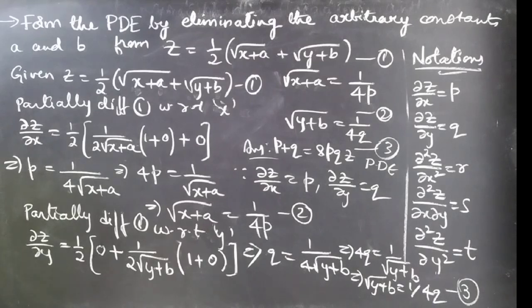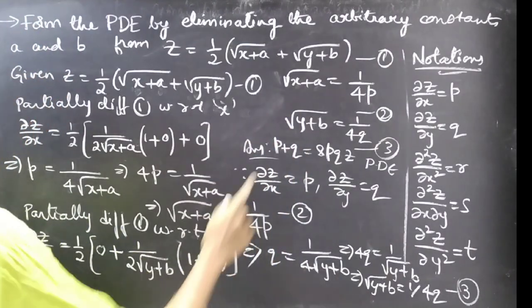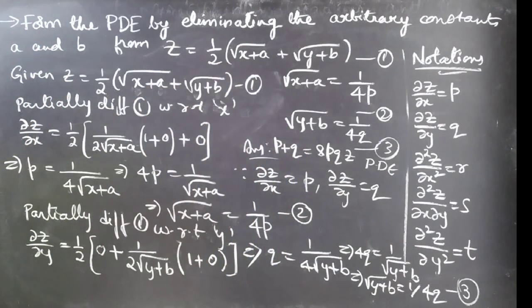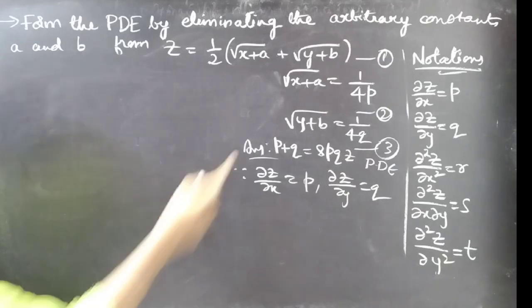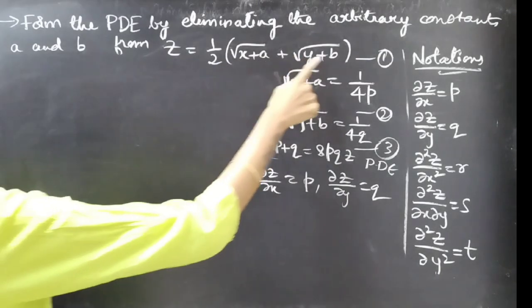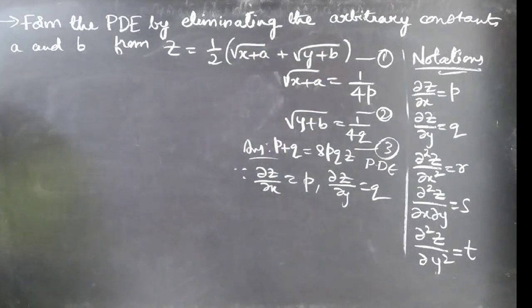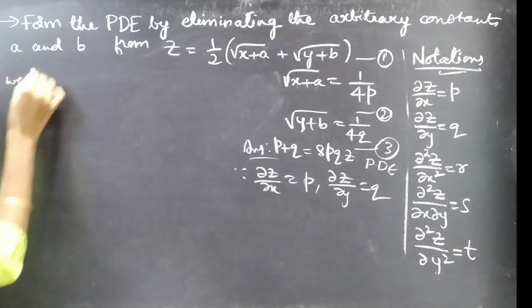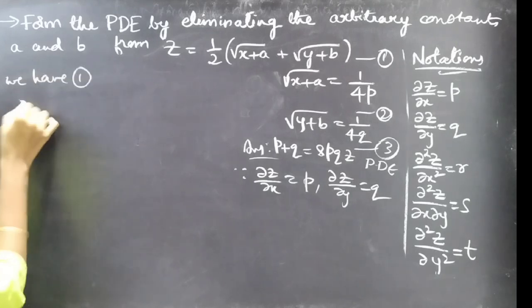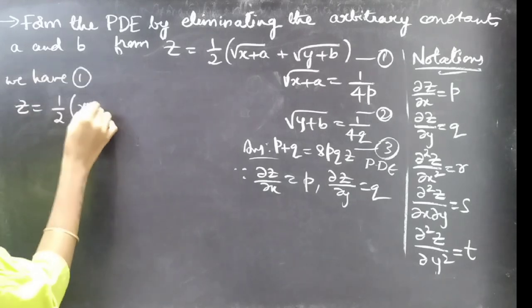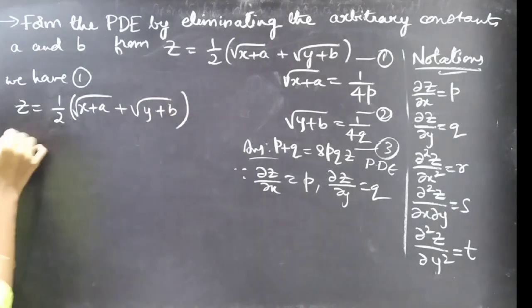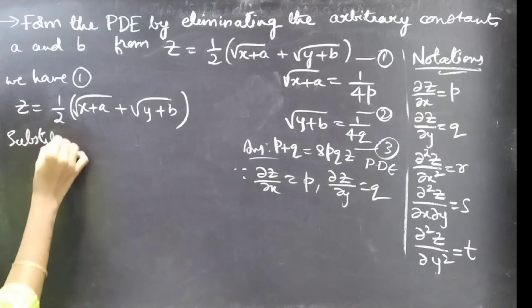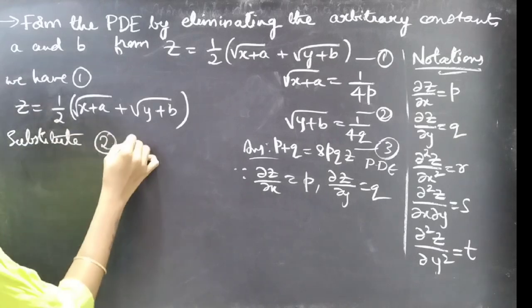Now observe 1, 2 and 3. By observing them, we can ensure that by substituting 2 and 3 in 1, the arbitrary constants a and b get eliminated. So let's substitute 2 and 3 in 1. We have z equal to 1 by 2 into square root of x plus a plus square root of y plus b. Substitute 2 and 3 in 1.